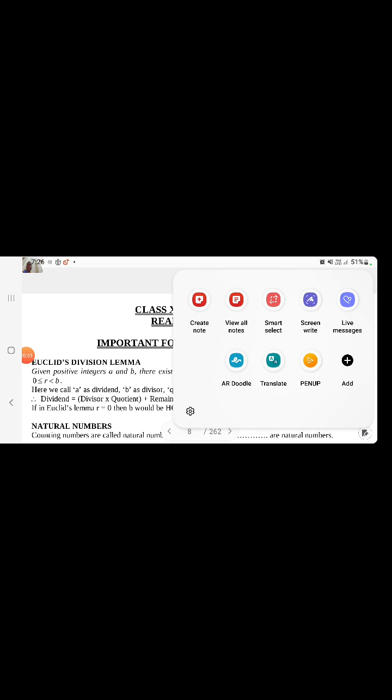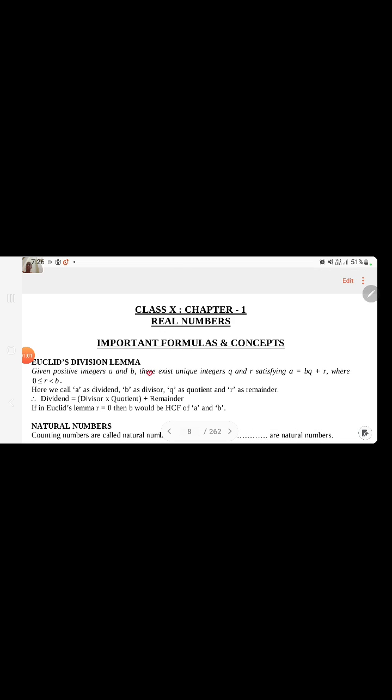This is the first chapter, real numbers. First, let's start with the important lemma called Euclid's division lemma. The lemma states that given positive integers a and b, there exist unique integers q and r satisfying a equal to bq plus r, where r lies between 0 and b.